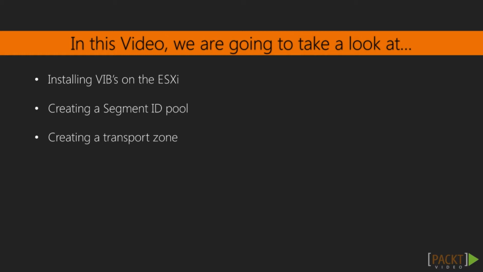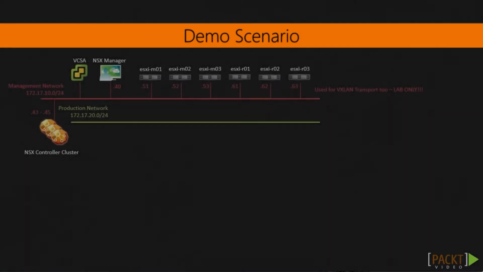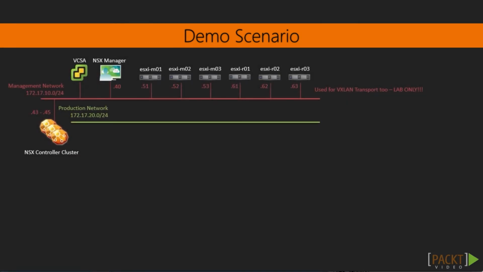This is going to be a live demonstration. In this demo scenario, we are going to prepare the hosts with specific modules, so they need to be installed on the specific hosts. In the previous demo, we already created the NSX controller cluster on the left-hand side of the demo scenario. What we are going to do next is use the NSX manager to install the individual kernel modules onto all 6 ESXi hosts.